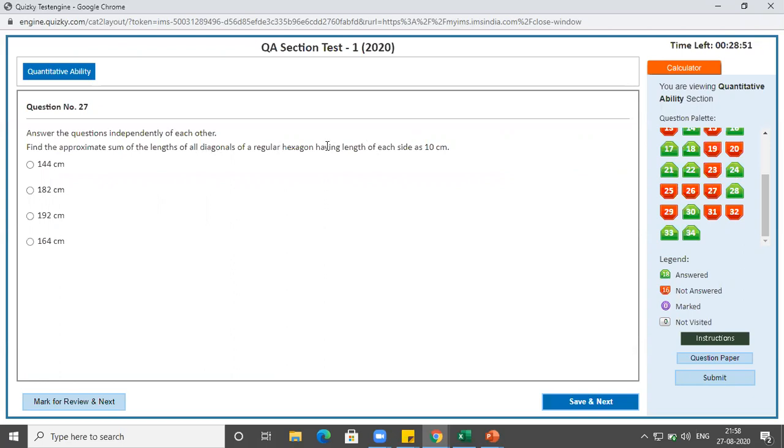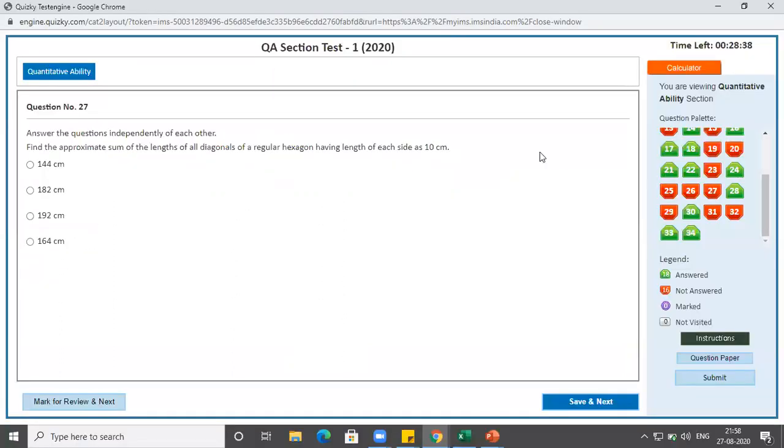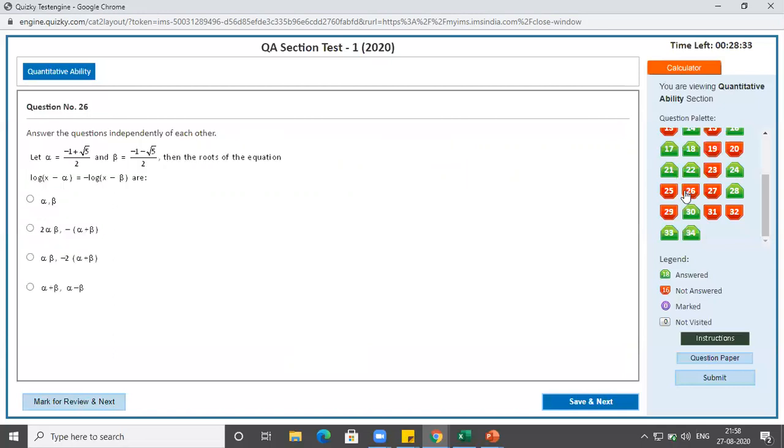Find the approximate sum of the lengths of the diagonals. A regular hexagon question having the length of each side. Find the approximate sum of the lengths of all the diagonals. I mean, this is doable, but I'll push it to later. This doesn't seem to be very difficult, but not right now. Answer the questions independently of each other.